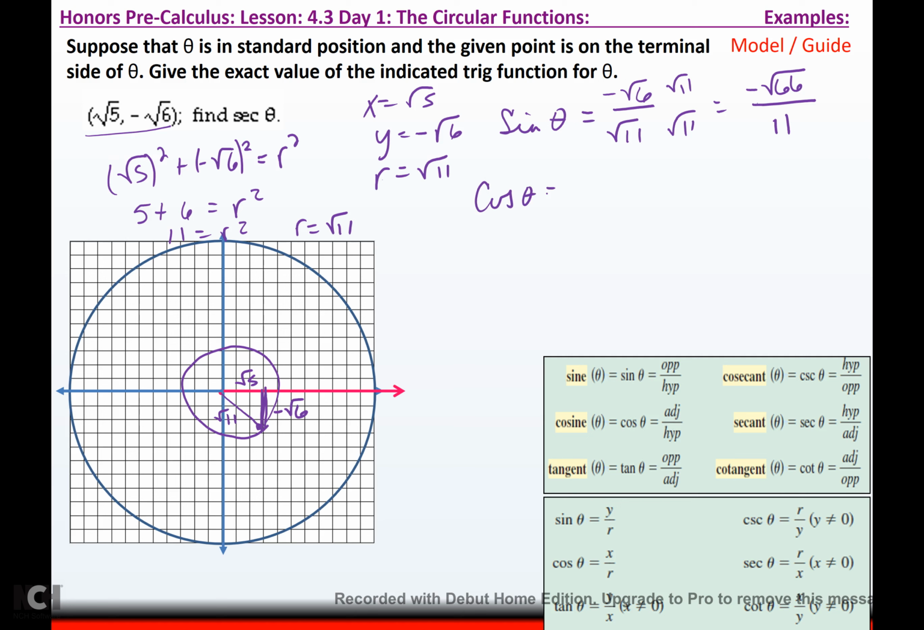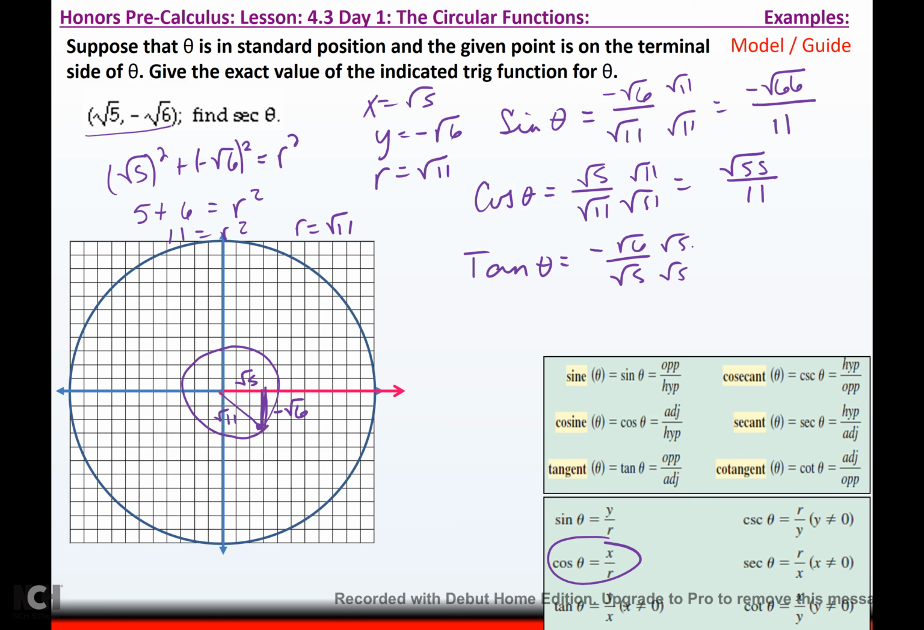Cosine theta is x over r. My x-coordinate was the square root of 5. My radius was the square root of 11. Again, rationalize, and I get the square root of 55 over 11. Tan theta is y over x, so a negative square root of 6 over square root of 5. Rationalize, and I get negative square root of 30 over 5.